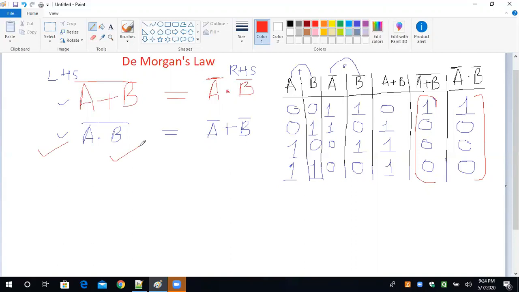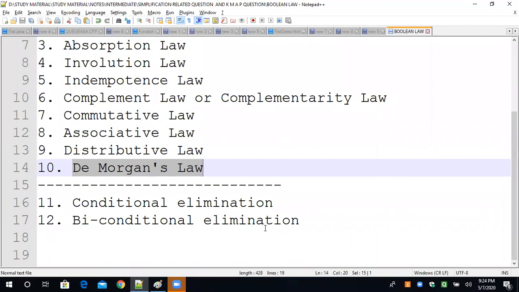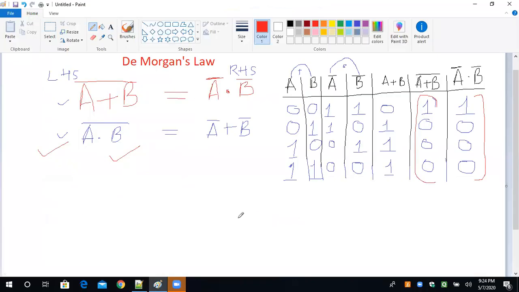Okay. So this is sufficient for this lecture, and two laws, conditional elimination and biconditional elimination, I will cover separately. I will cover these two laws separately. Don't worry, in the upcoming videos you will definitely watch.